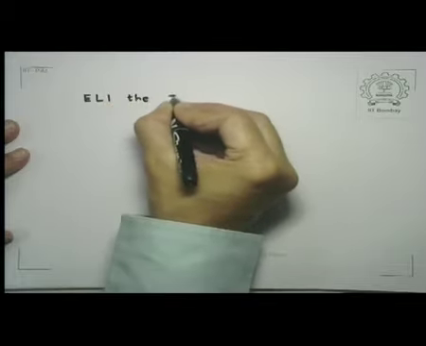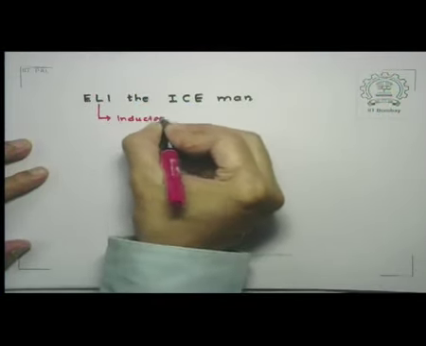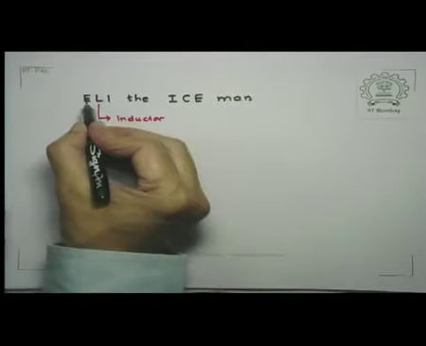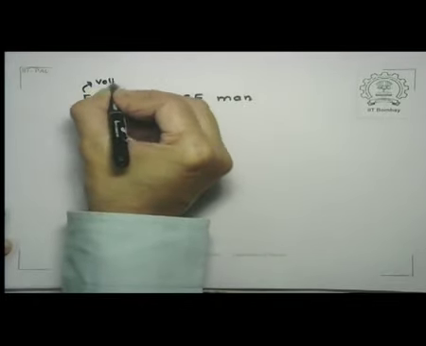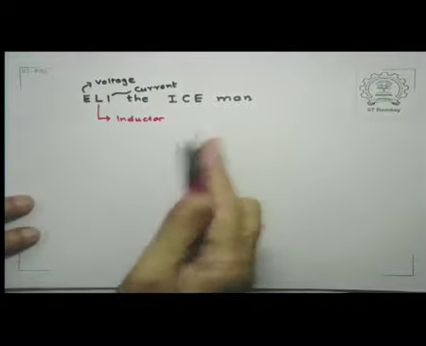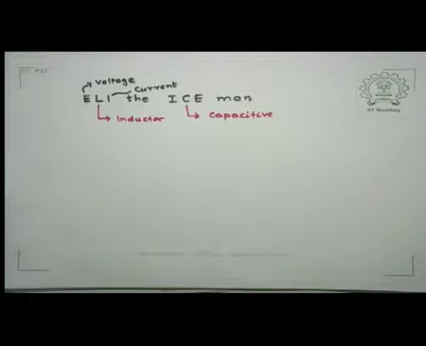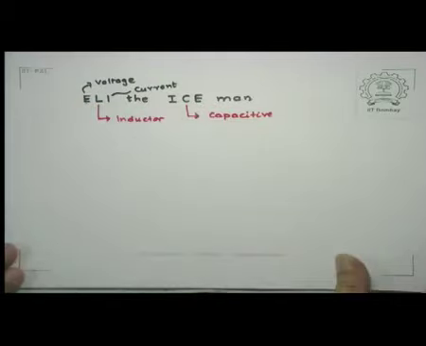So the electrical engineers have a mnemonic for that, and that is written as ELI the ICE man. This tells you that for an inductive circuit, which is what this L stands for, the EMF, that is the voltage, leads the current. So E is for voltage and I is for current. And for the capacitive circuit, the current, given by I, leads the EMF or the voltage given by E. So what comes first is what is seen in this mnemonic.